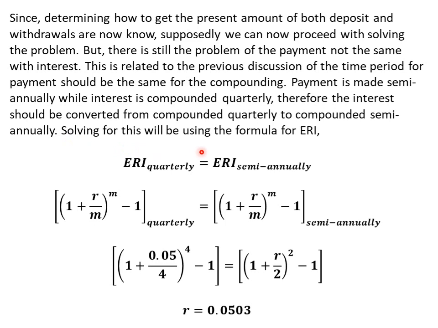Okay? So solving for this will be using the formula for ERI. So you have to make do of this one first. Kailangan sa nato i-convert ang quarterly into semi-annually. So using the formulas, then atong ibutang ang tanang mga given. Okay, we can have R is equal to 0.0503. Therefore, our new interest rate nga gamito na to for this formula will be 5.03%. This time, this will be compounded semi-annually. Okay? Now, since we have everything na, how about we solve the problem?